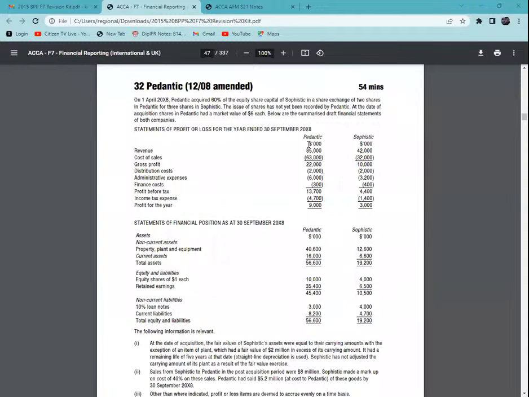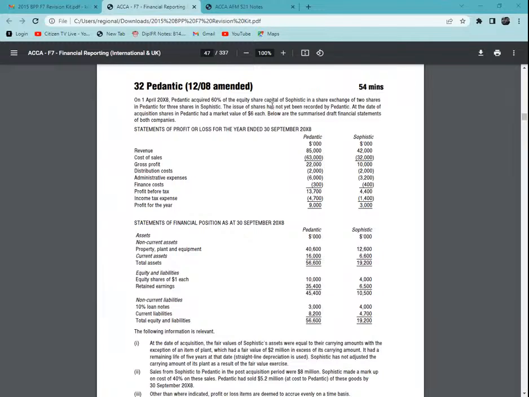I'm reading here. Ladies and gentlemen, we are told on 1st April 2018, Pedantic acquired 60% of the equity share capital of Sophistic in a share exchange of 2 shares in Pedantic for 3 shares in Sophistic. The issue of shares has not yet been recorded by Pedantic. At the date of acquisition, shares in Pedantic had a market value of 6 each. Below are the summarized draft financial statements of both companies.